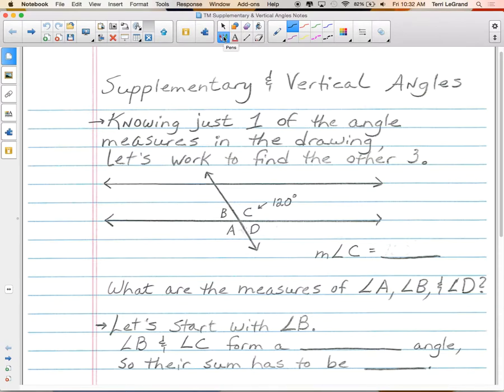So today we're going to work with angle relationships called supplementary angles and vertical angles. Any prior knowledge of those? Anybody know anything about supplementary angles? Anybody know anything about what we mean when we say we have supplementary angles? Danny?